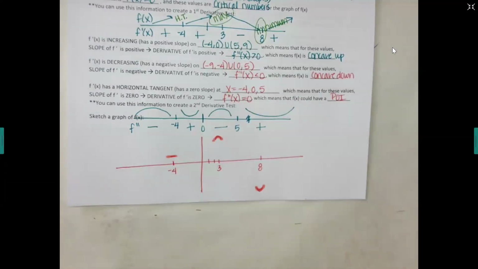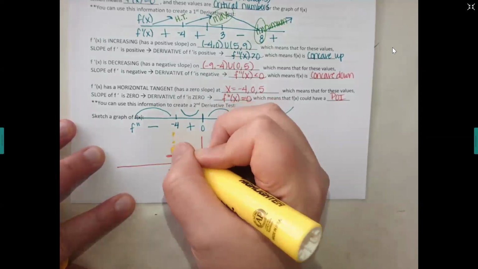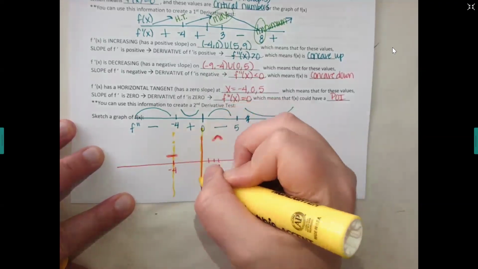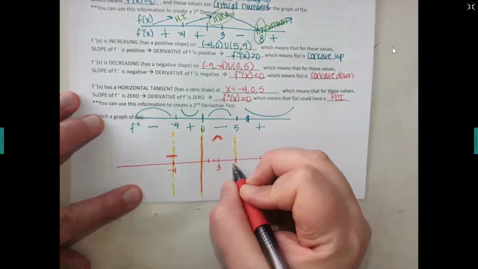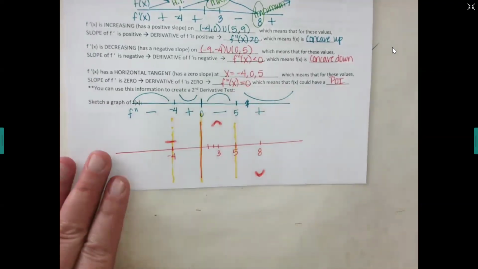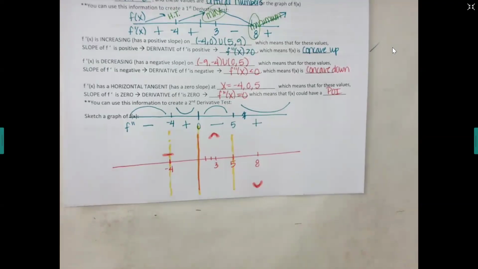Okay, the last thing I want you to do before we start sketching is draw in little dotted lines everywhere your concavity should switch. So my concavity needs to switch at -4, 0, and 5. So I'm going to draw in a little dotted line at -4, at 0, and we'll say 5 is here. Okay. Now that we have our graph prepped, we're ready to start drawing.